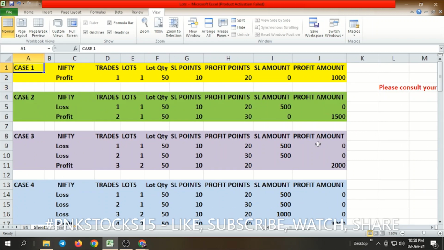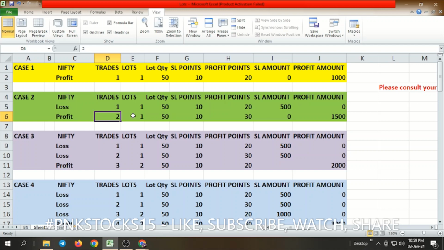So there are three different tables I showed you on how to scale yourself up to the next level, to get more money with the same kind of setup with the 20-30 points. Now let us see. Monday you started trading with one lot, that is 50 quantity, you put a 10 point SL and targeted 20 points. And if you are successful, then you get 1000 rupees. If you are successful, for the next trade, again repeat the same thing. When you fail the first trade, then come to case 2. This is where you failed the first trade and lost 500 rupees with a 10 point SL.